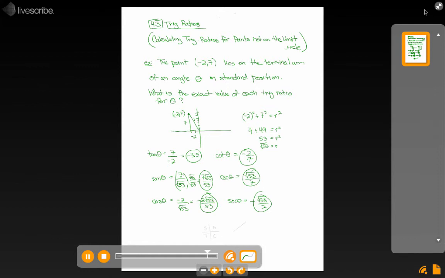If I notice this angle is in quadrant 2 or terminates in quadrant 2, which my answer should agree with the CAST rule. It's always a good thing to check that sine and its reciprocal are the only ones that are positive. Tan, cotangent, cos, and secant are all negative. So I'm happy with those answers.